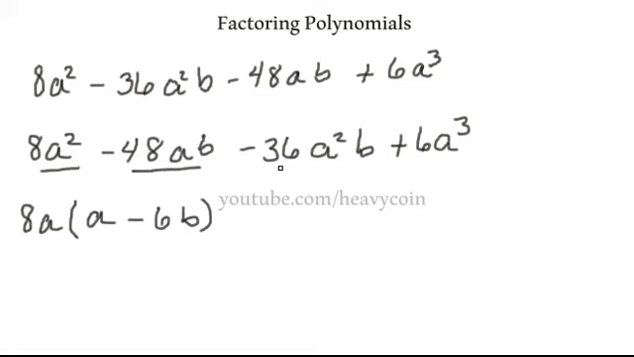Alright. Now in this particular one here, let's see, what can we pull out? Well, we know we got a's over here, a's over here. 6 goes into 36, so it looks like I'm going to factor out a 6.